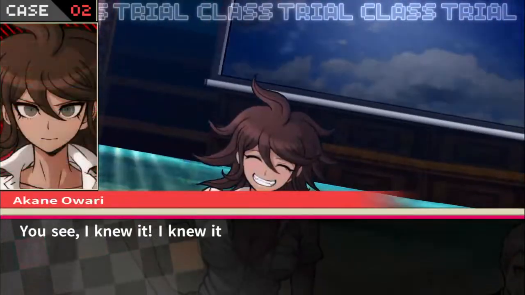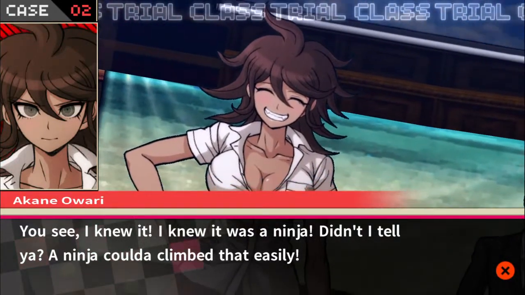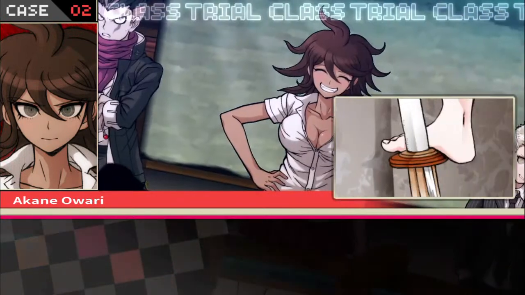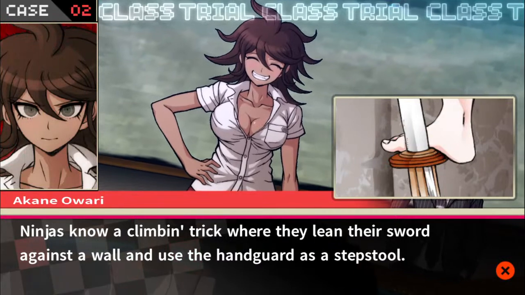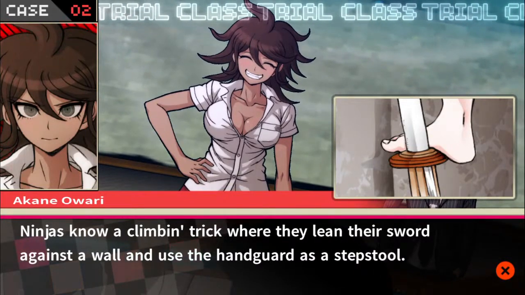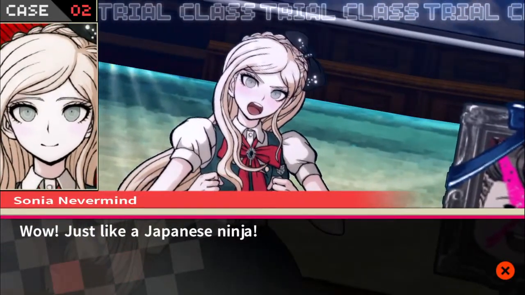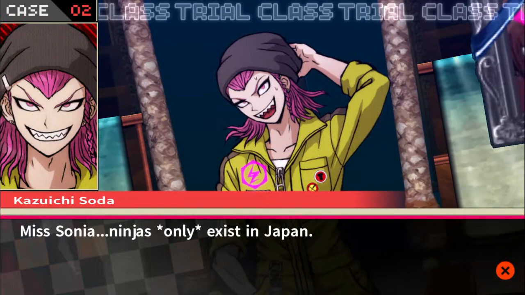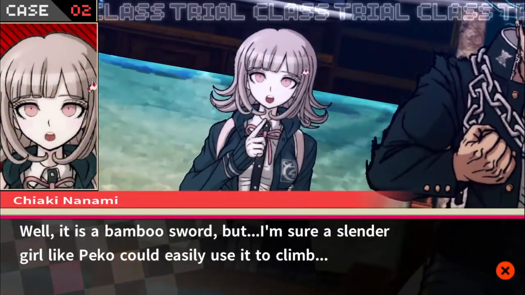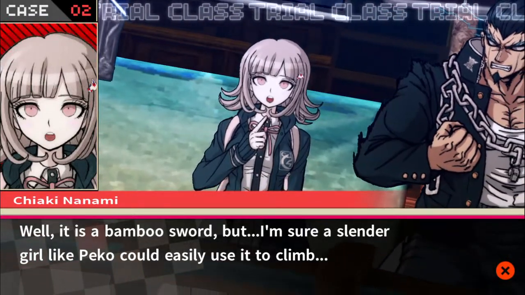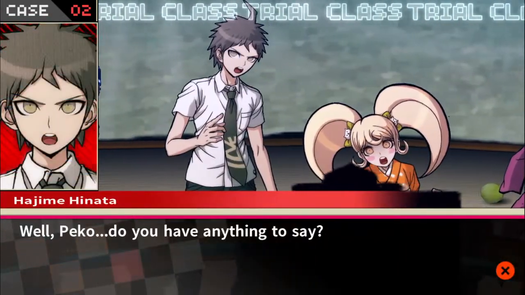You see? I knew it! I knew it, that was a ninja! Didn't I tell ya? A ninja could have climbed that easily! Ninjas know a climbing trick where they lean their sword against a wall and use the handguard as a step stool. Wow! Just like a Japanese ninja! Miss Sonia, ninjas only exist in Japan. Well, it is a bamboo sword, but I'm sure a slender girl like Peko could easily use it to climb. Well, Peko, do you have anything to say?